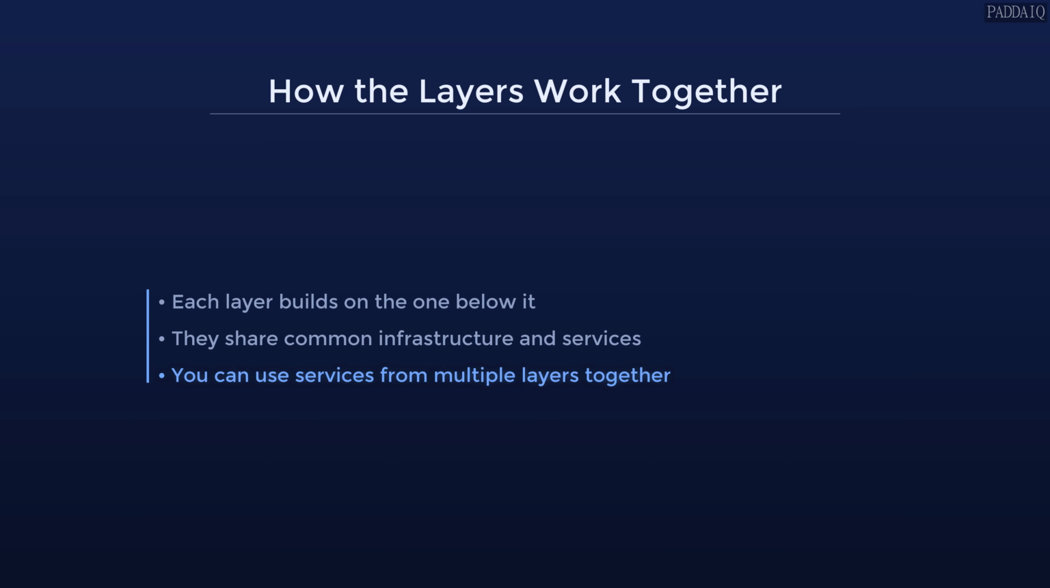You can use services from multiple layers together. This means combining foundational, application, and integration services to build complete solutions. For instance, use SAP HANA for data, SAP Build Apps for the interface, and SAP Integration Suite to connect to other systems. This layered approach enables powerful, custom business applications efficiently.